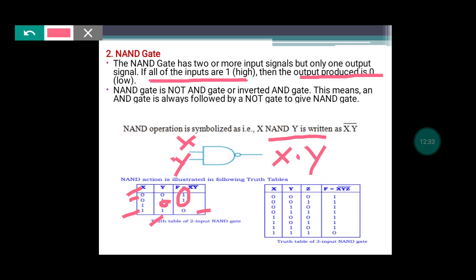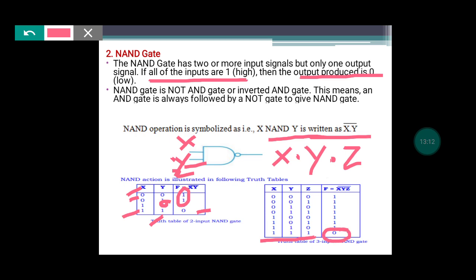Now similarly see for the 3 input NAND gate. So which are those 3 inputs? Another one we can add, Z. So this will become what? X logical multiplication Y logical multiplication Z, bar or a complement. So the combinations here are 8, because 2 to the power 3 is 8. So now see the behavior here. Here also in the last input combination only, we have all the ones. X is 1, Y is 1 and Z is 1. So that time what is the output? The output is 0.